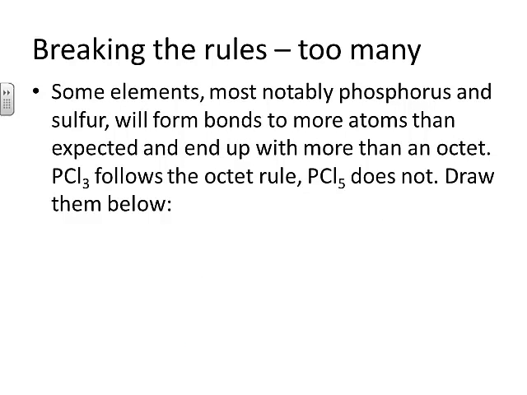Some elements, such as phosphorus and sulfur, for example, will form bonds to more atoms than expected and end up with more than an octet. PCl3 follows the octet rule, but PCl5 does not. Try drawing each of them below, and we will go over them in class.